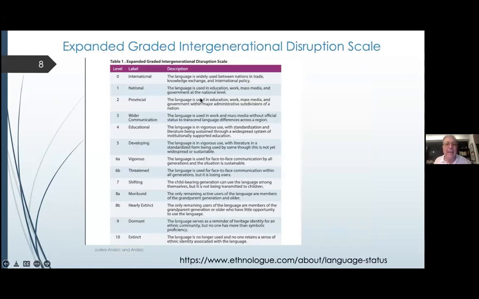And also we like to look at the status of the languages. So this is the expanded graded intergenerational disruption scale. So you see that when a language is number one, it's a national language, it's not in danger, but most Jewish language varieties, at least the older ones, are threatened or shifting, or Judeo-Arabic we claim is an 8A, moribund, and they're also very much connected to migration, and we'll talk about it as well.